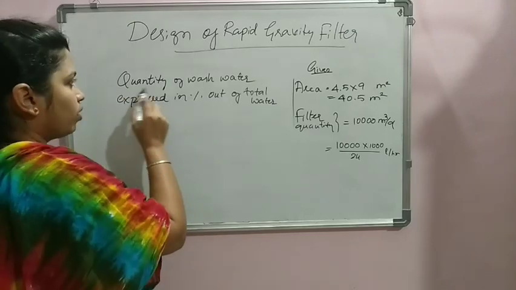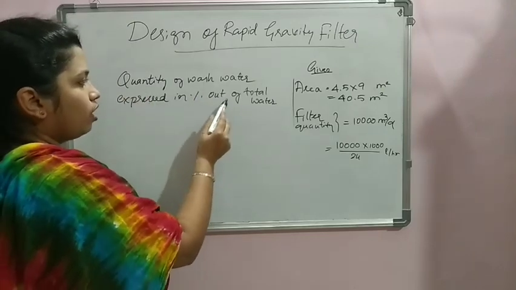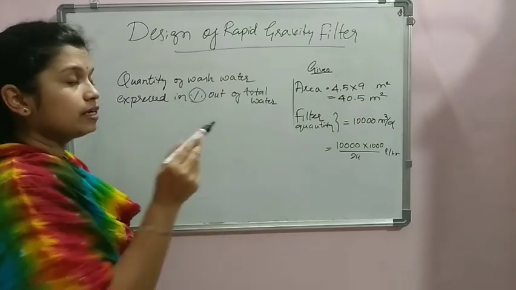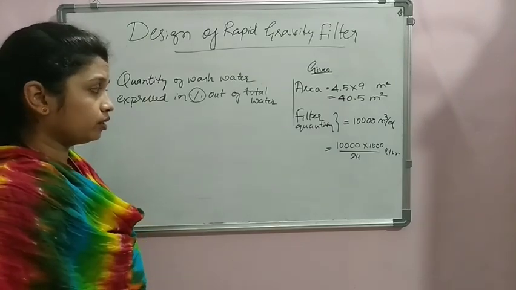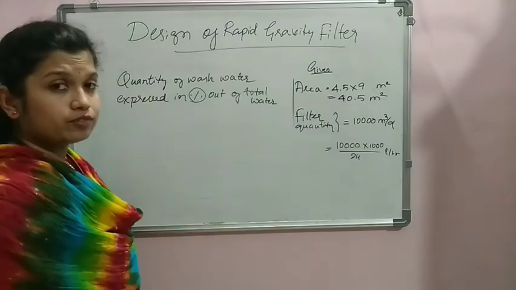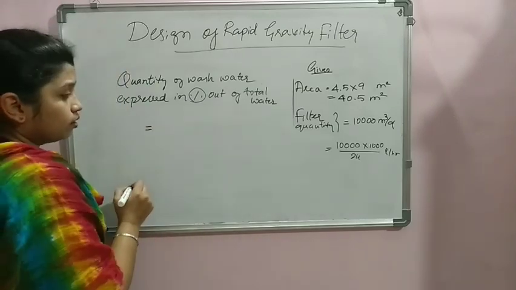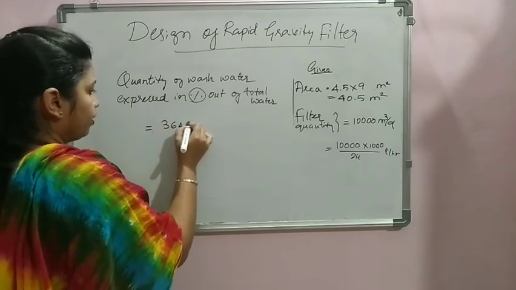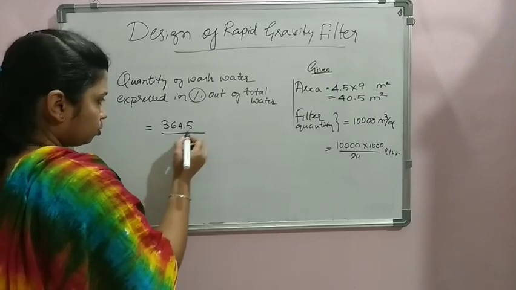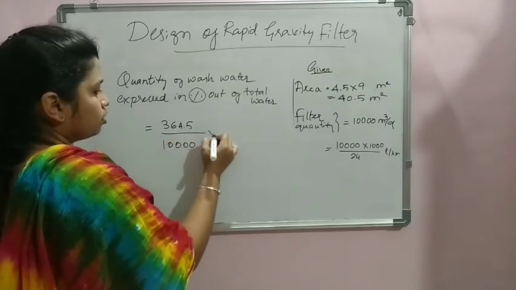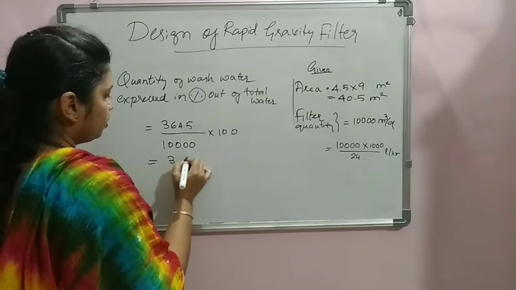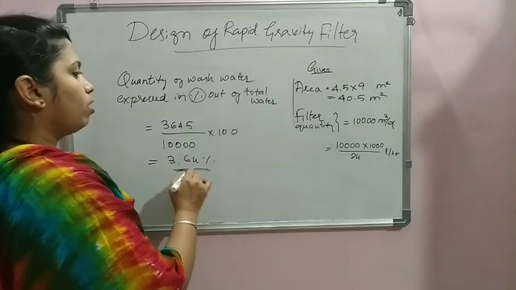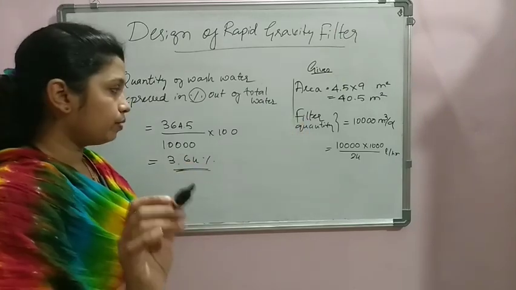Next thing we are calculating is quantity of wash water expressed in percentage out of total filtered water, which means how much percentage of water is taken out from the total filtered water for the purpose of the cleaning. So let us check it. The amount of the water that we have considered was 364.5 divided by total filtered water 10,000 into 100, which comes to be 3.64%. This is the percentage of the wash water that is required among the total filtered water for the purpose of the cleaning.